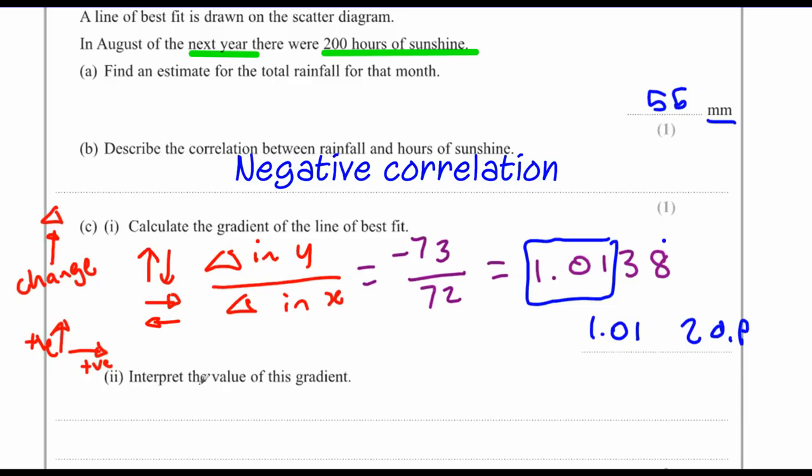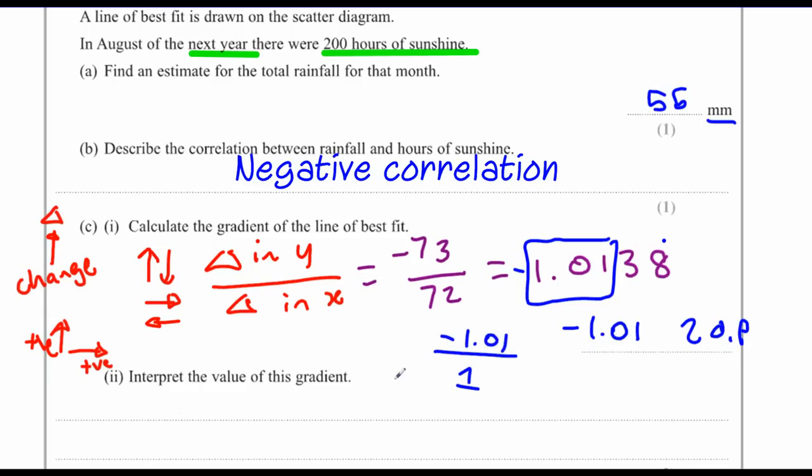Part 2. Interpret the value of this gradient. Okay, so it means if we step across 1, it's very important that if we have a change in x as 1, on the top minus 0.101.